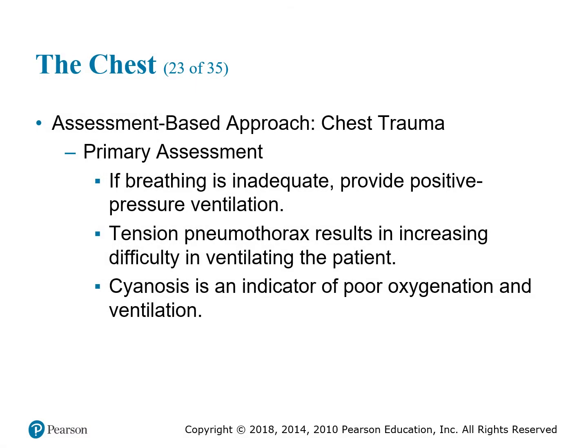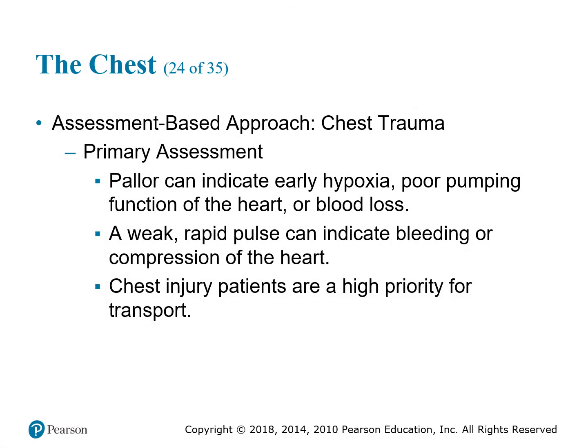If breathing is inadequate, provide positive pressure ventilation. If a tension pneumothorax results in increasing difficulty in ventilation of the patient, and cyanosis is an indicator of poor oxygenation and ventilation. Pallor can indicate early hypoxia, poor pumping function of the heart, or blood loss. A weak, rapid pulse can indicate bleeding or compression of the heart. Chest injury patients are a high priority for transport.